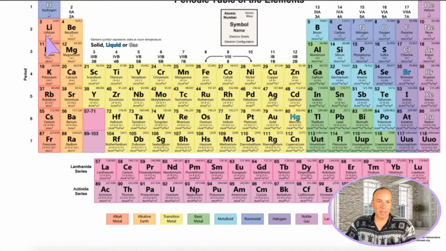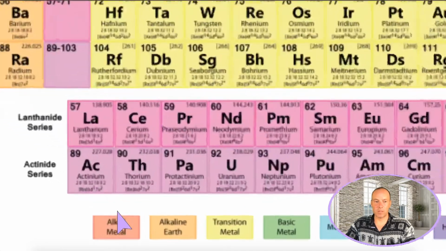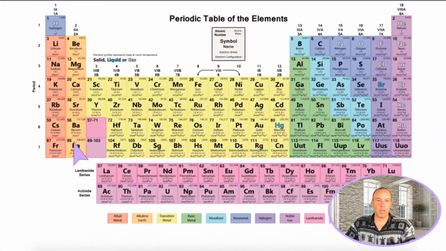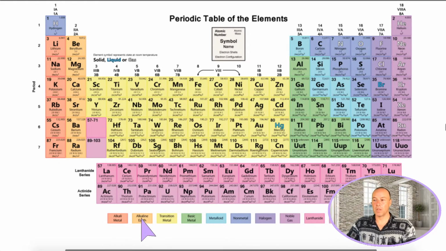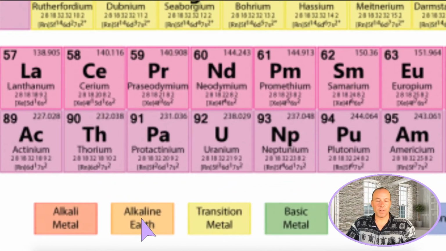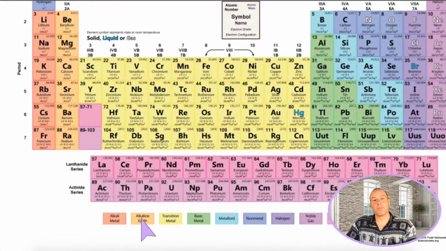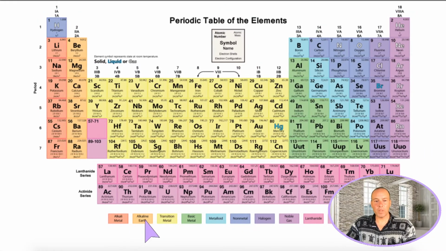The first column over here, if you ignore hydrogen, the rest of the column, these are the alkali metals. That's column number one, group number one. Well, group number two, these metals are called alkaline earth metals. Perhaps you've heard of the term alkaline. Alkaline is sometimes synonymous with basic. You know, you have acidic and basic. Some people like to call basic alkaline. So these are the alkaline earth metals.